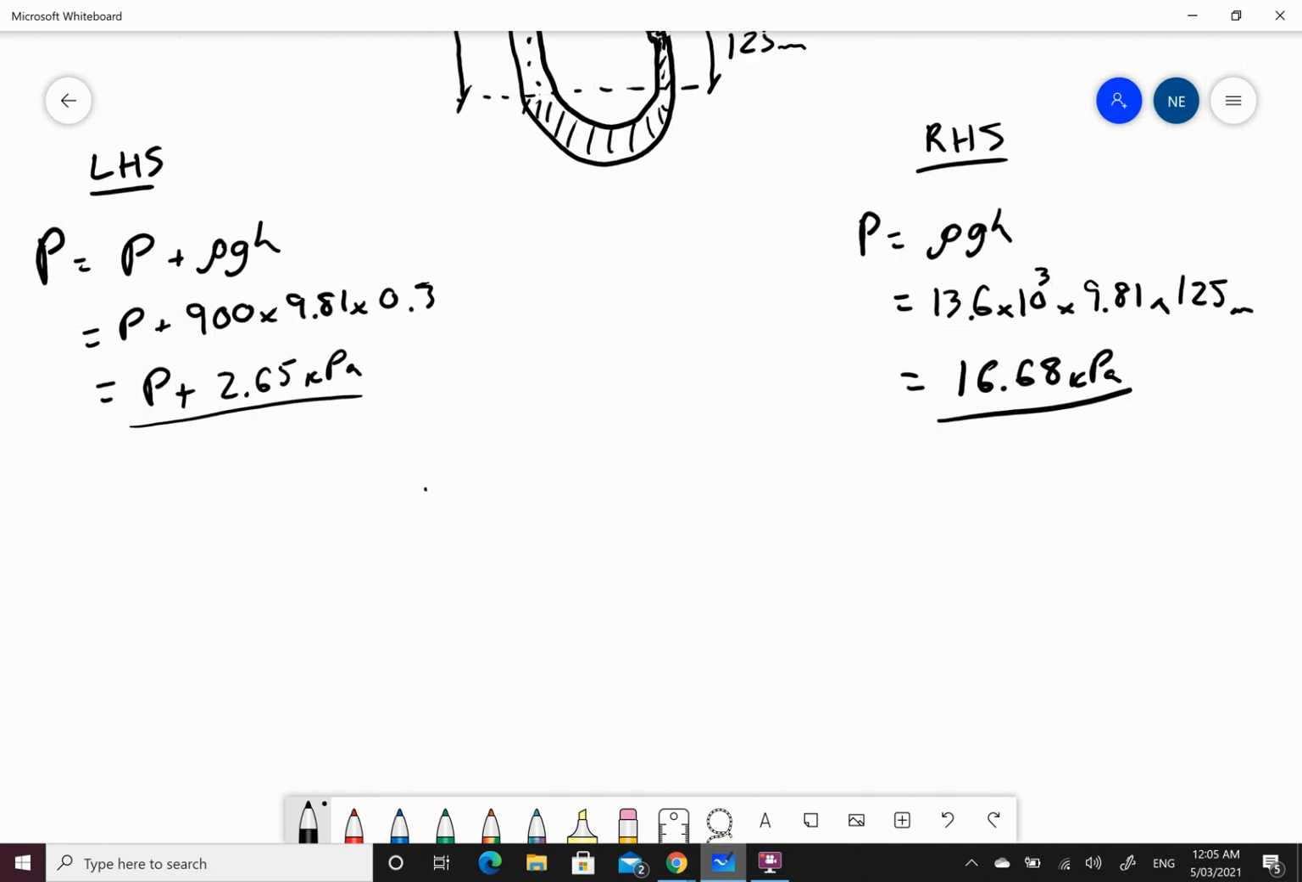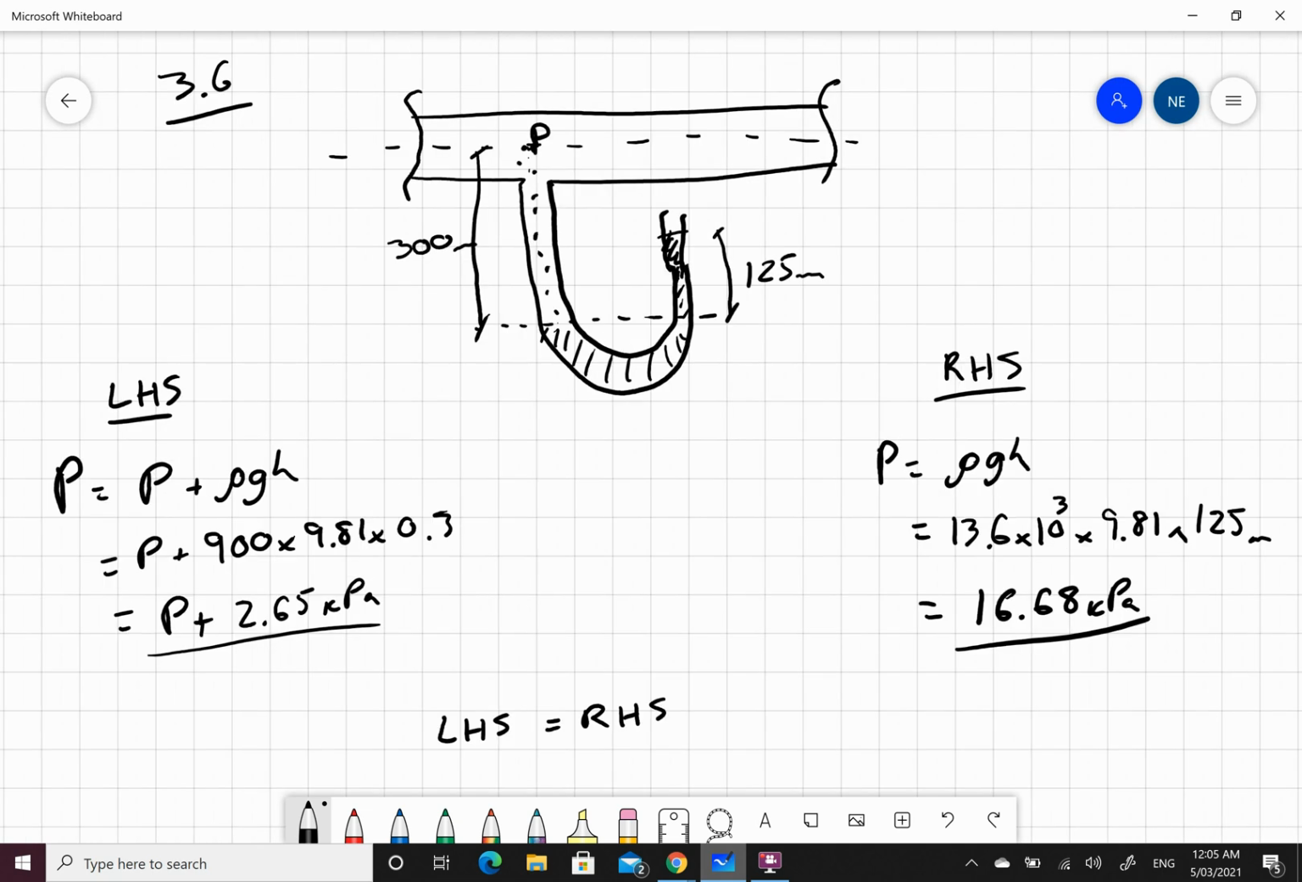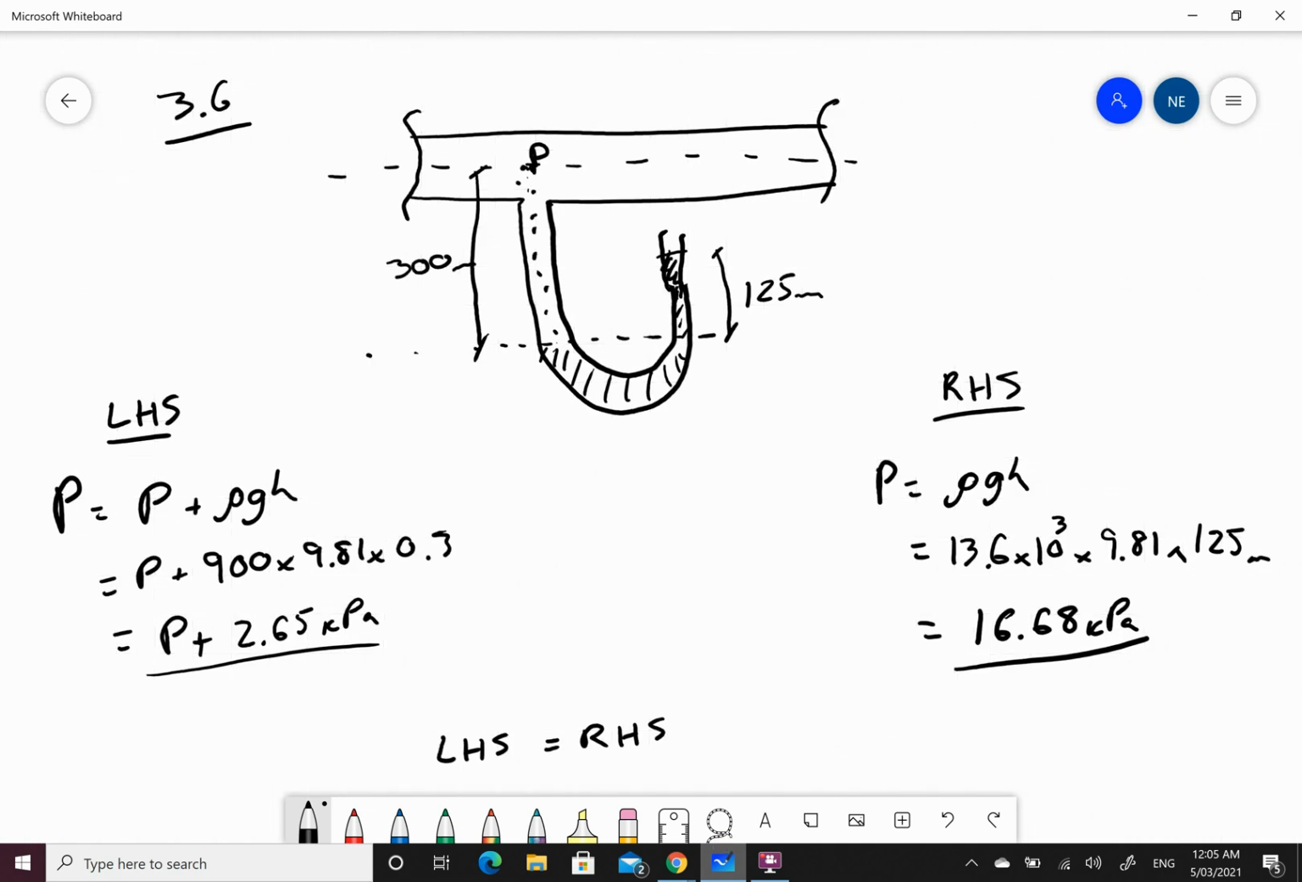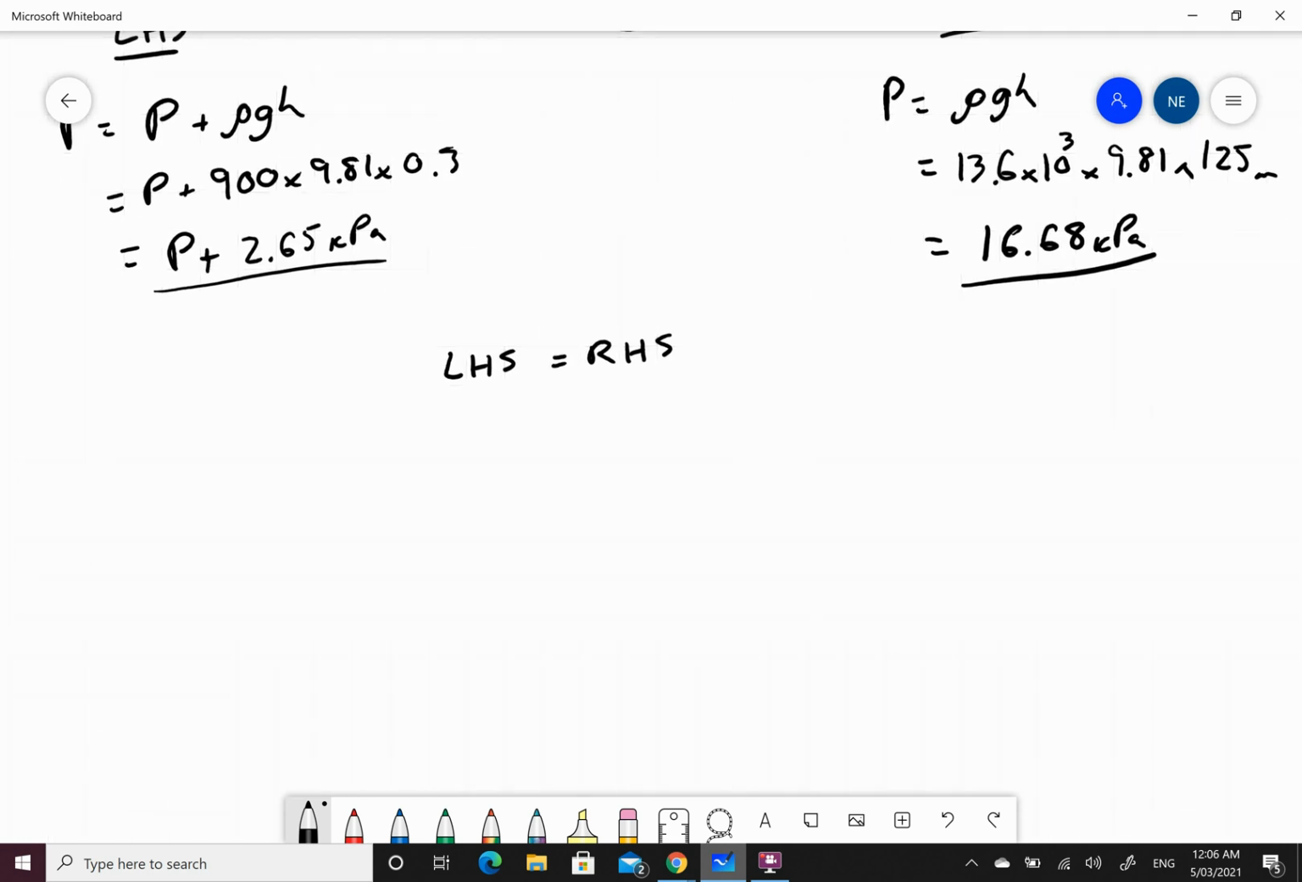So, like I said, the left hand side equals the right hand side. The reason for that is, remember, at this point here on this x-plane, every point along this interface is the same pressure. So I can go P plus 2.65 equals 16.68. So therefore P is equal to 16.68 subtract 2.65 kPa.